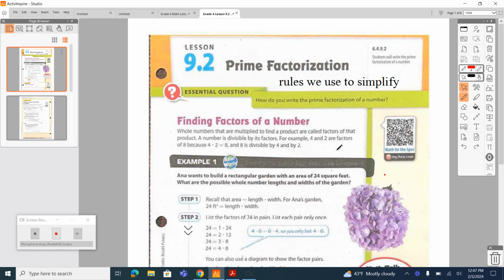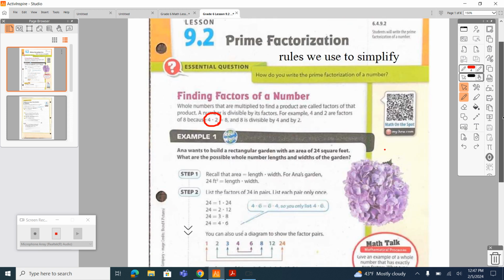So for instance, in the problem, 4 times 2 is 8. 4 and 2 are my factors. 8 is my product. So they give us an example here. Let's see what this is.